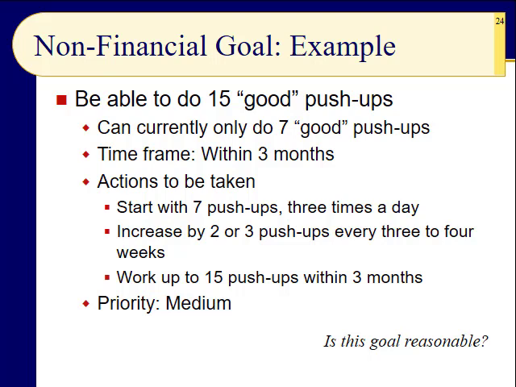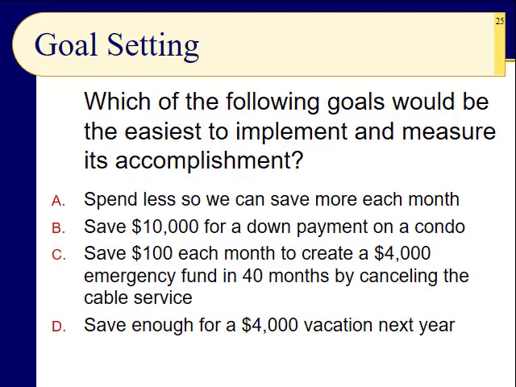That's why we're here. So now, speaking of which, let's take a look at an example here on slide 25. Now we got rid of the priority, high, medium, low. We left it out. But which of the following goals on slide 25 would be the easiest to implement and measure its accomplishment? A, spend less so we can save more each month. B, save $10,000 for a down payment on a condo. C, save $100 each month to create a $4,000 emergency fund in 40 months by canceling the cable service. Or D, save enough for a $4,000 vacation next year.